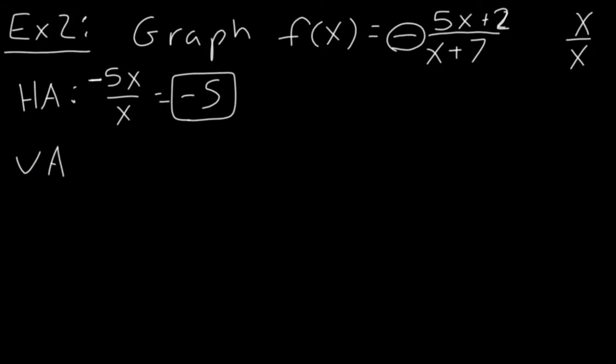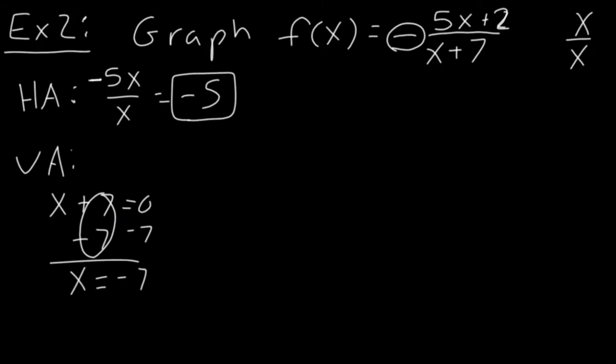Now let's go and look at our vertical asymptote. We of course look at the denominator, x plus 7, and set it equal to 0. And so we just want to solve for x. How do you get rid of a plus 7? Well, of course we'll do minus 7 and minus 7. And this will give us x equals negative 7, which of course will be our vertical asymptote.